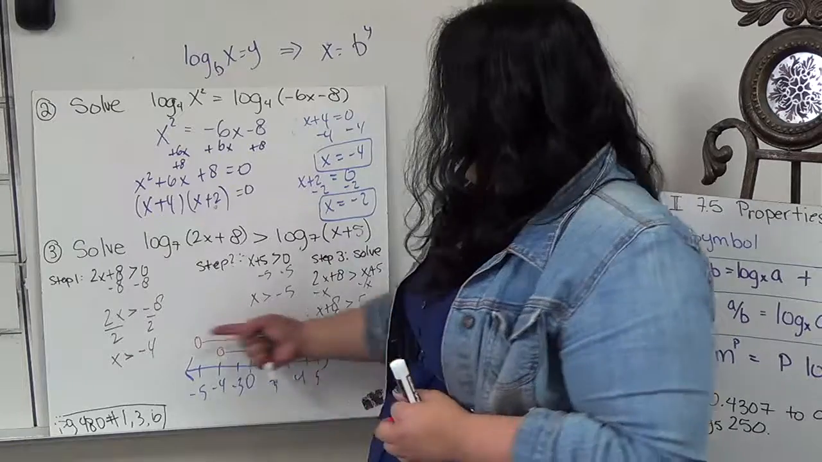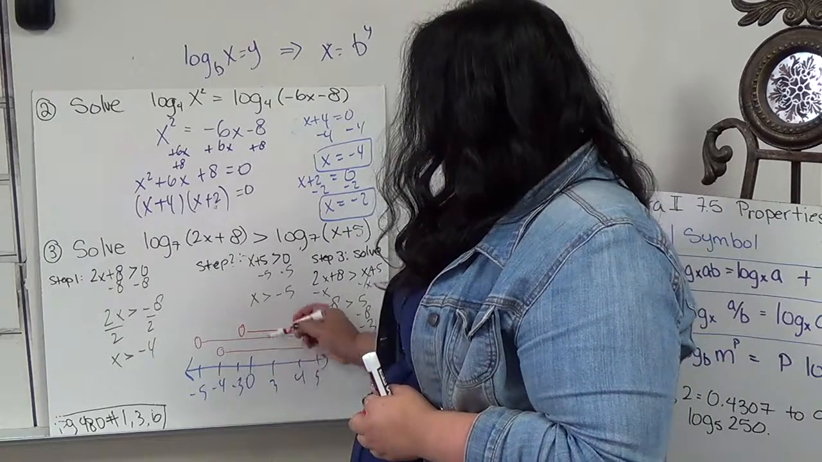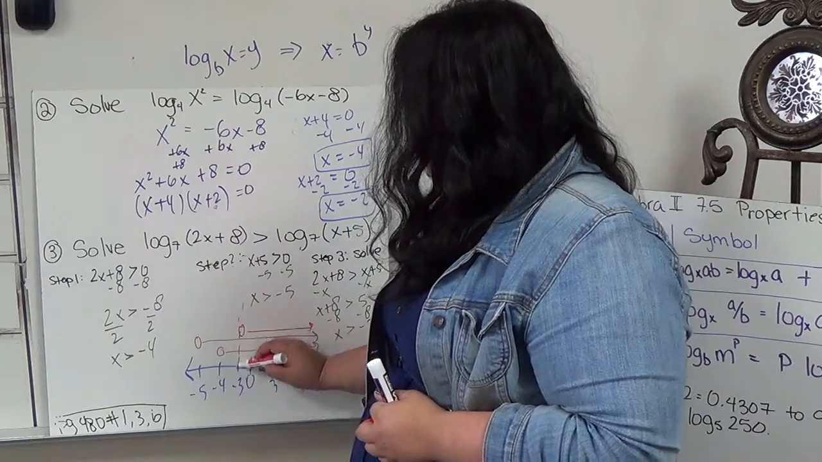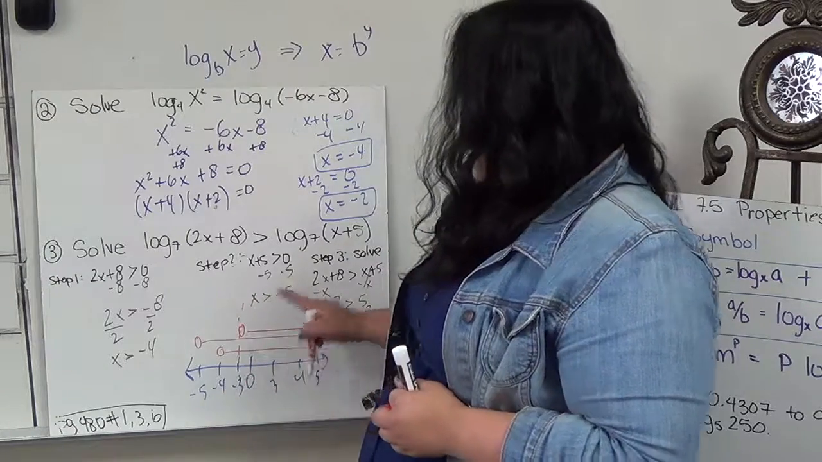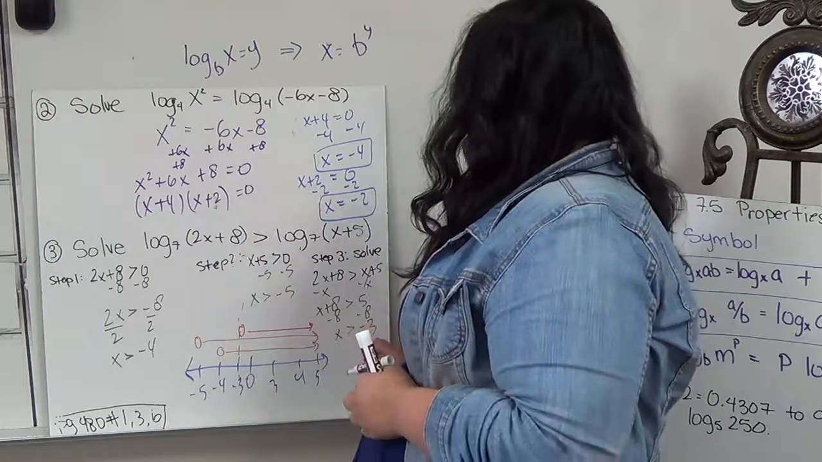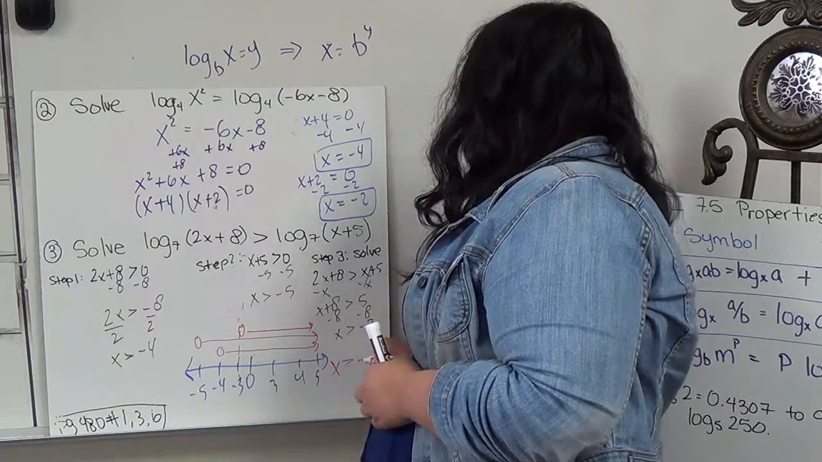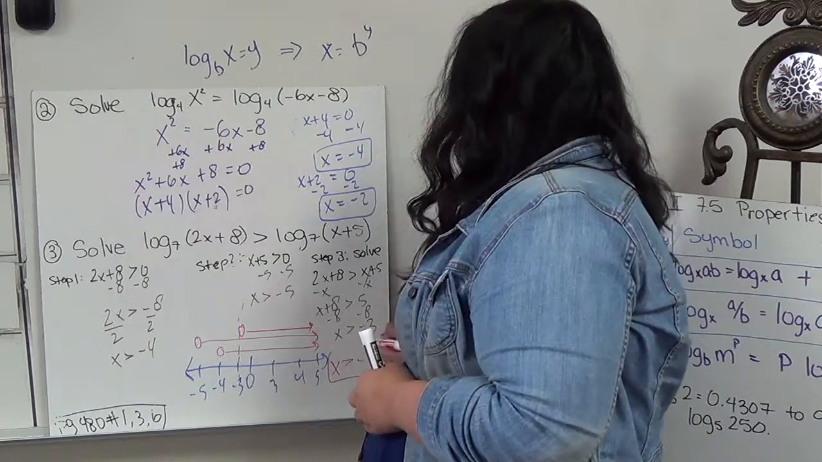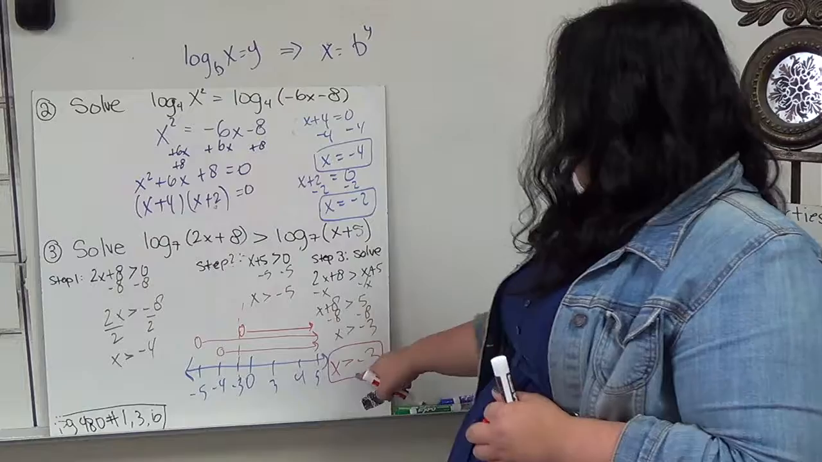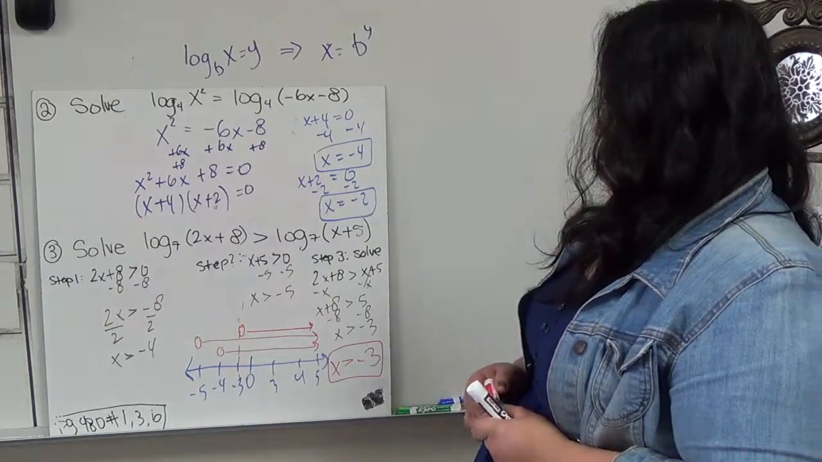So because none of them are facing the other way, there's no restrictions. I know that if I make x bigger than negative 3, it satisfies all 3 equations. So my answer is x has to be greater than negative 3. And because this doesn't include negative 3, this also cannot include negative 3.